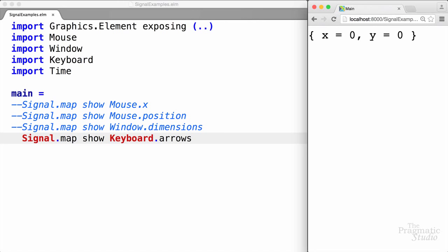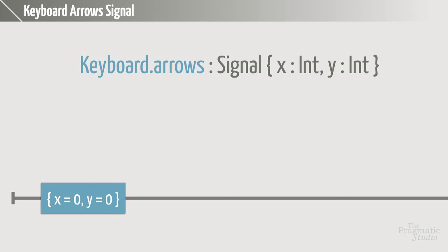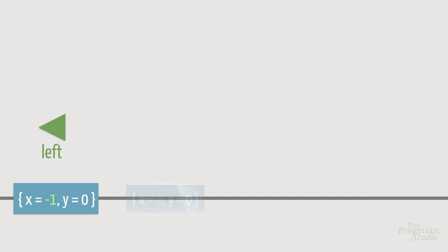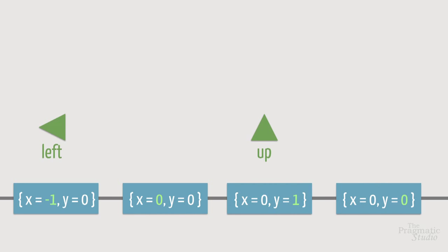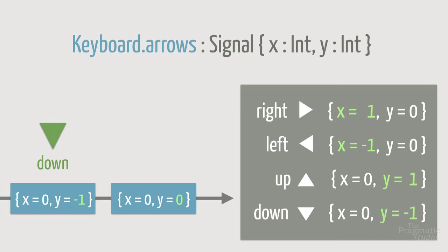So the arrow signal is a signal of records indicating which arrow keys are pressed. The signal starts off as X being 0 and Y being 0. Then every time we hit an arrow key, we get a new value on the signal. Pressing the right arrow gives us a record with the X field having a value of 1. When we release the arrow key, we get a new record with both X and Y having 0 values again. So when we press and release, we actually get 2 signal values. Pressing and releasing the left, up, and down arrows follows the same pattern, changing the X and Y values accordingly.